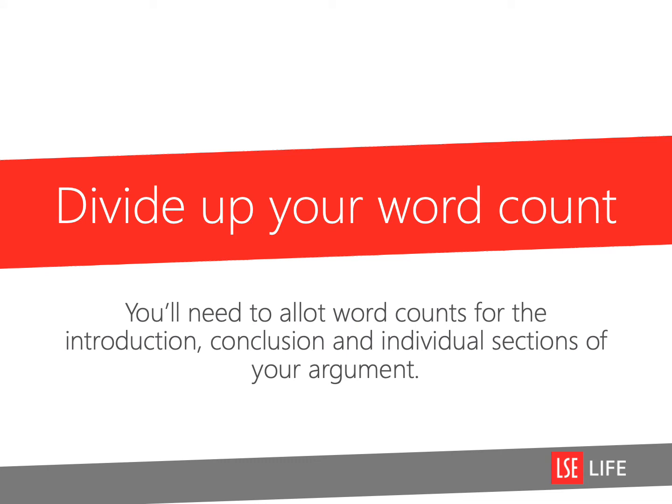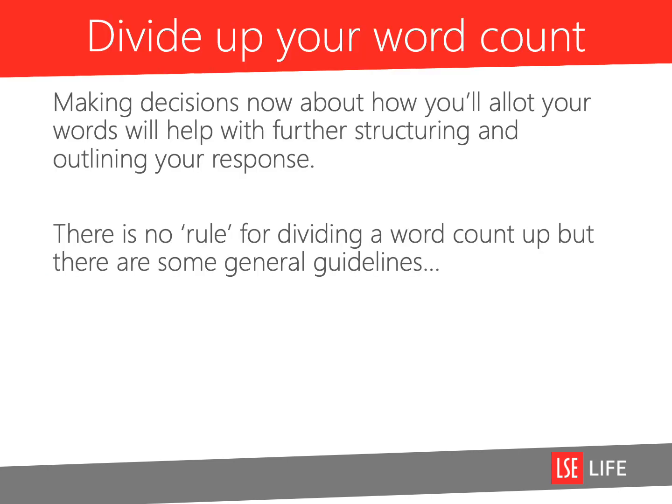For your structure to work, you need to work with your given word count. To do this, you'll need to allot word counts for the introduction, conclusion, and individual sections of your argument. Why do this? Well, making decisions now about how you'll allot your words will help with further structuring and outlining your response, and should help to prevent your first draft being significantly over or under the allotted word count. There is no rule for dividing a word count up, but there are some general guidelines.